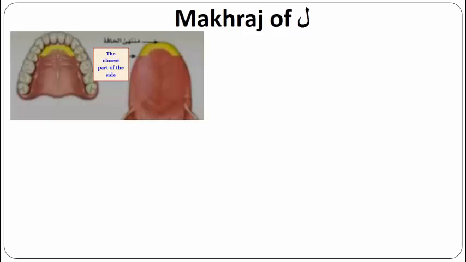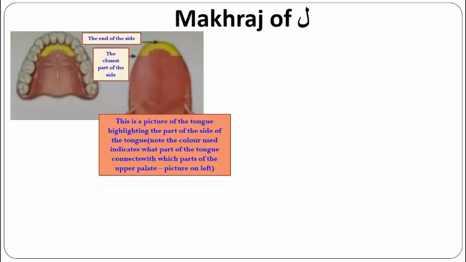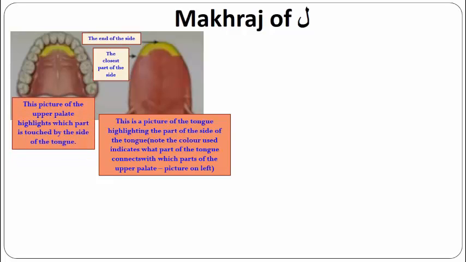Here we have the Makhraj of Lam. Okay? The Makhraj of Lam is from the closest part of the side to the end of the side at the tip of the tongue. Okay? This is a picture of the tongue highlighting the part of the side of the tongue. Note the color that indicates the part of the tongue that is going to connect with the part of the upper palate, which is the picture on the left. This picture of the upper palate highlights which part is touched by the side of the tongue. Okay, so this is the yellow area alone.